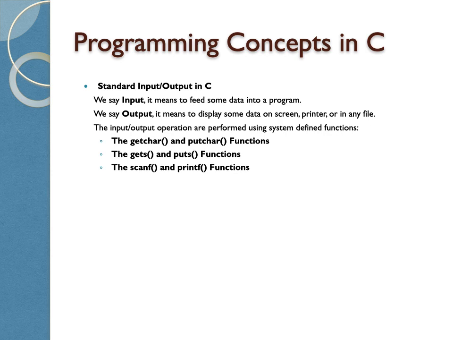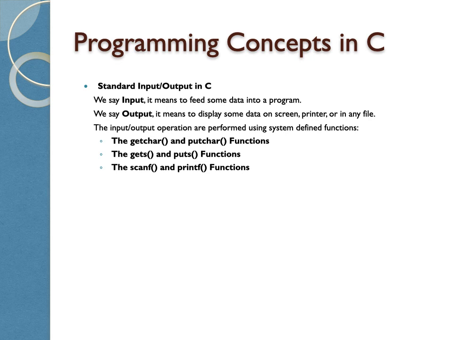Therefore, such functions are termed as system-defined functions. What we need to do is simply call that function, and the compiler will execute its relevant instructions from header files. On the other hand, there are certain functions which are defined by the user. Their instructions are written by the programmer. Therefore, such functions are termed as user-defined functions.